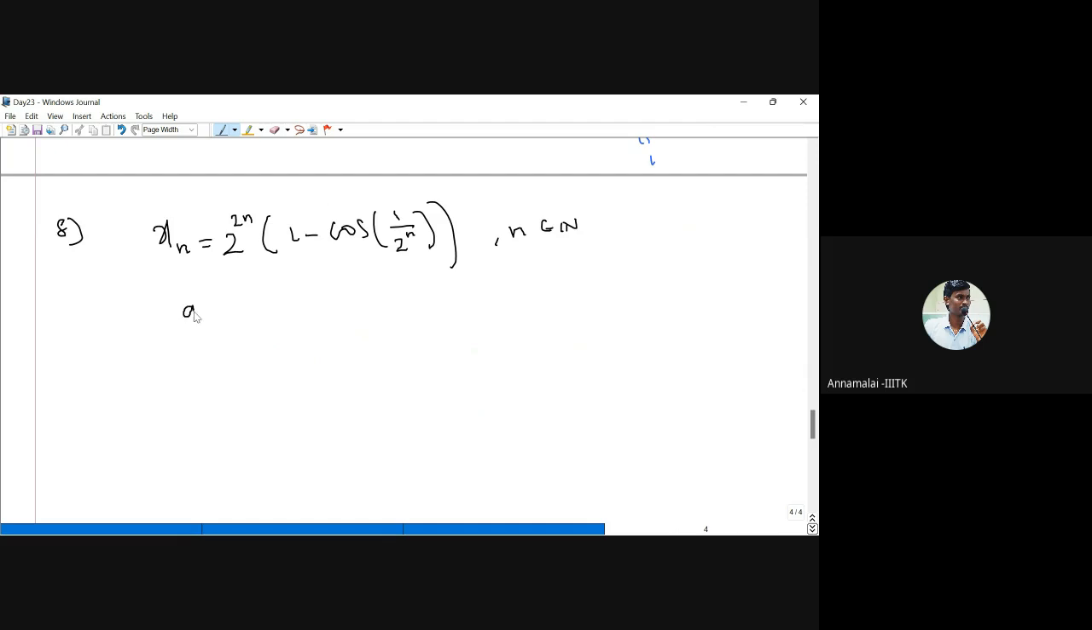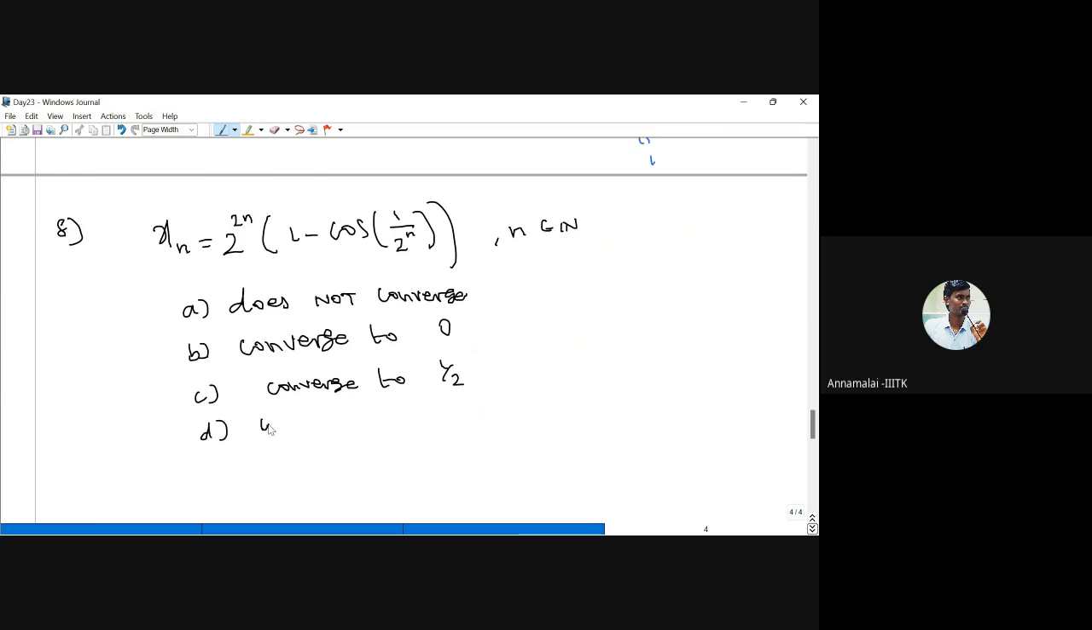Now the first option: this sequence does not converge. The second option: converges to 0. And the third option: converges to 1 by 2. And the fourth option: converges to 1 by 4.